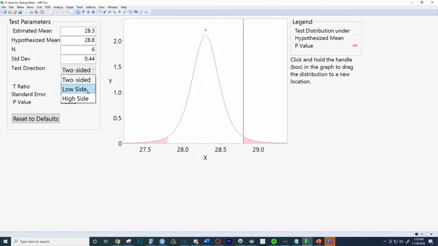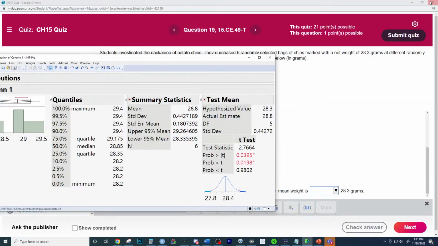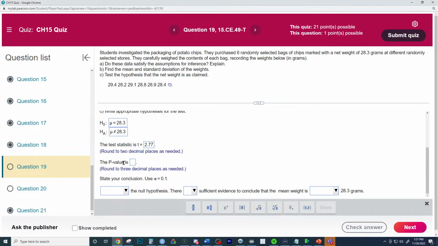So the greater than is the high side right here. The less than is the low side, and the does not equals is the two-sided, which is double the smaller of the two of these. So there is the p-value right here. It is 0.0395, and it lets you even test other things with this now, like increasing sample size. Neat that they did that. 0.0395, which rounds to that right there.